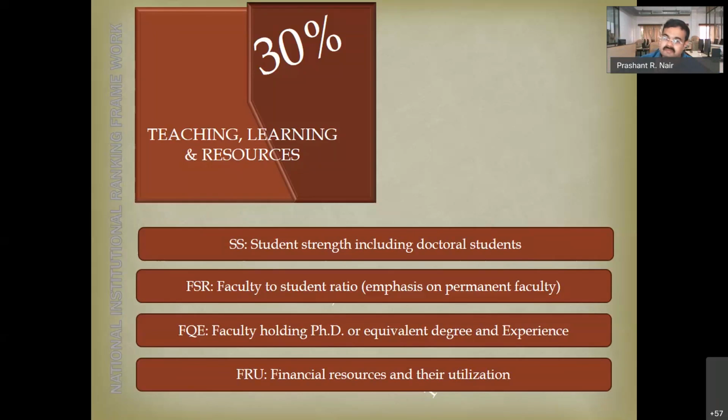Now, student strength. Obviously, if you have more students, it helps you in the rank. You have more PhD students, your ratio of postgraduate students to undergraduate students goes on increasing, and that also definitely helps. So student strength considers undergraduate students, postgraduate students, and of course, the doctoral students. The more doctoral students, the more postgraduate students, it definitely helps you.